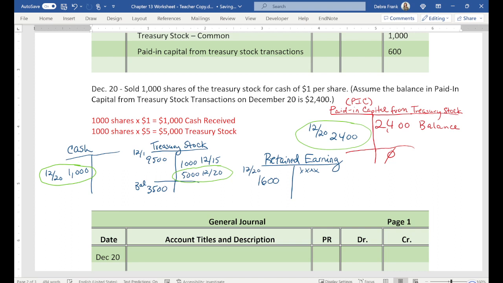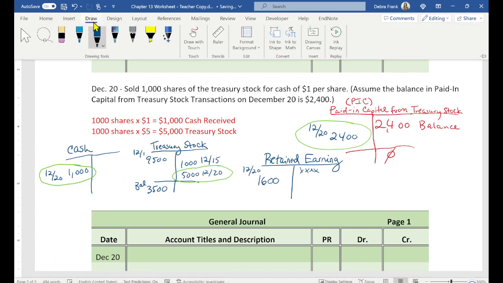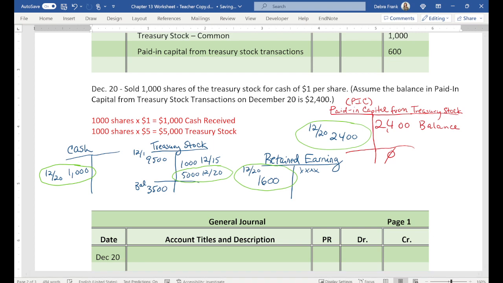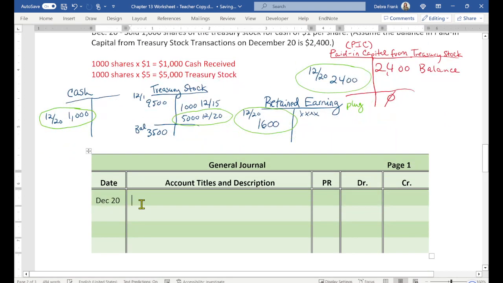All right, so now I balance. I have all the credits and debits that I need. And so let's go ahead and do this journal entry. So again, this was like a plug. I'm going to write that. All right, let's go ahead and do our journal entry for everything. And we'll save retained earnings for last since that's my plug.